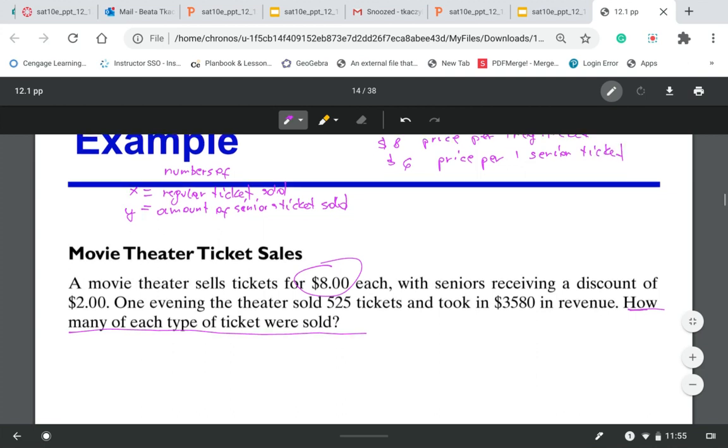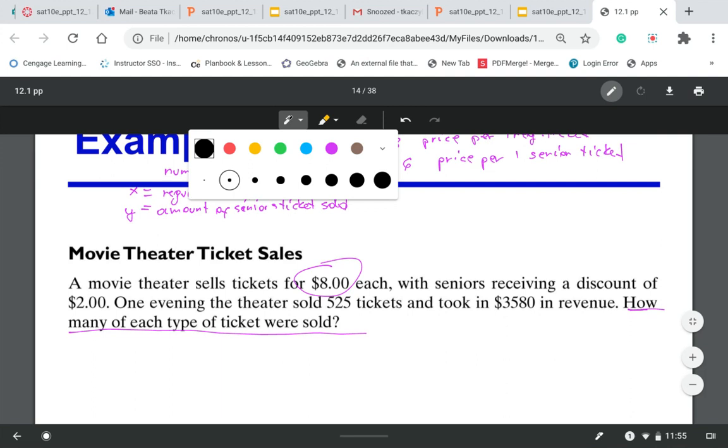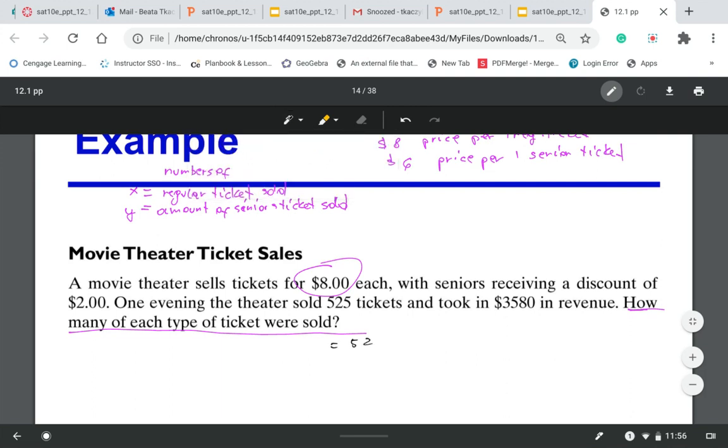Since we have two variables, and we're trying to figure out how many regular tickets and senior discount tickets they sold, we need to create two equations. So let's build the equations. One evening, the theater sold 525 tickets. That part of the sentence tells you that regular tickets and senior tickets together sold 525. So x represents the amount of regular tickets sold, plus y, which represents the amount of senior tickets sold.